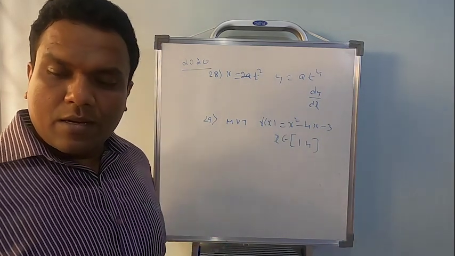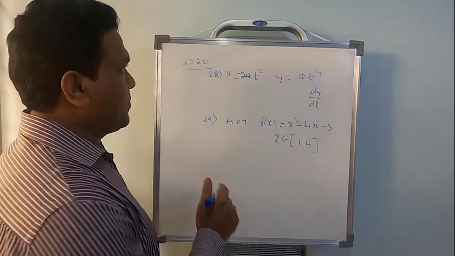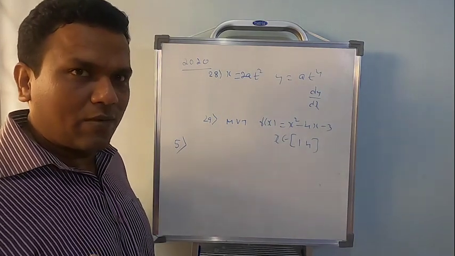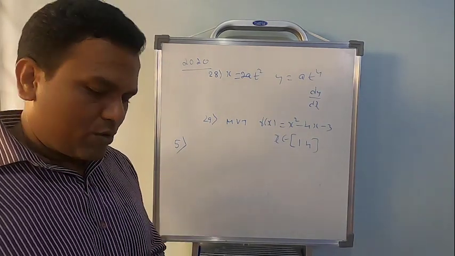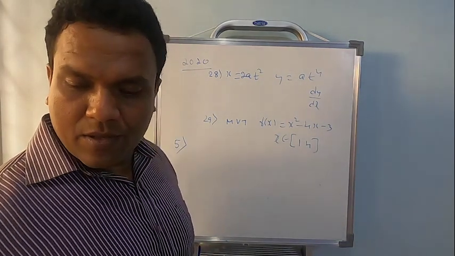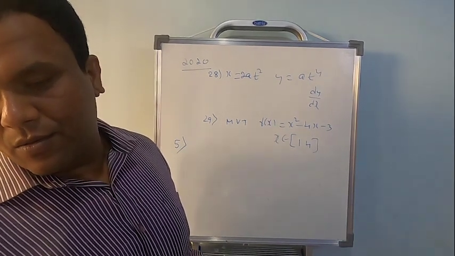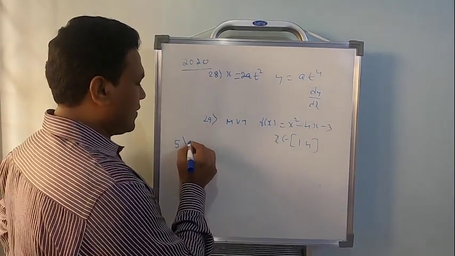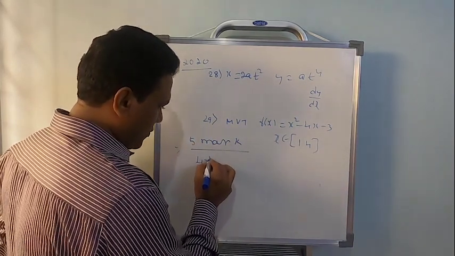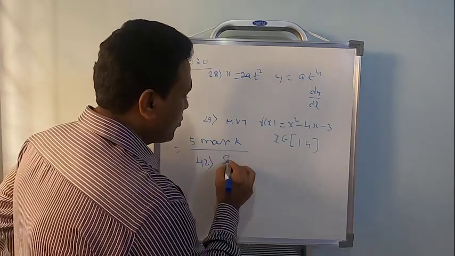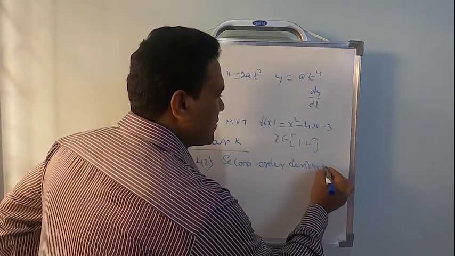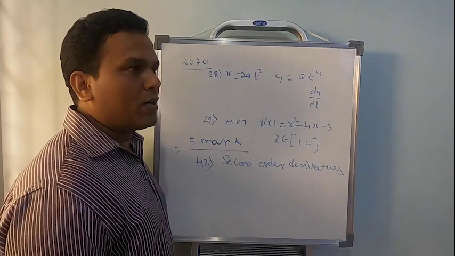Okay students, now the last thing, the 5 marker. There is nothing to discuss; I have already told you what you will get. Problem number 42 in your board examination, for 5 marks, is fixed. This is purely based on second order derivatives.